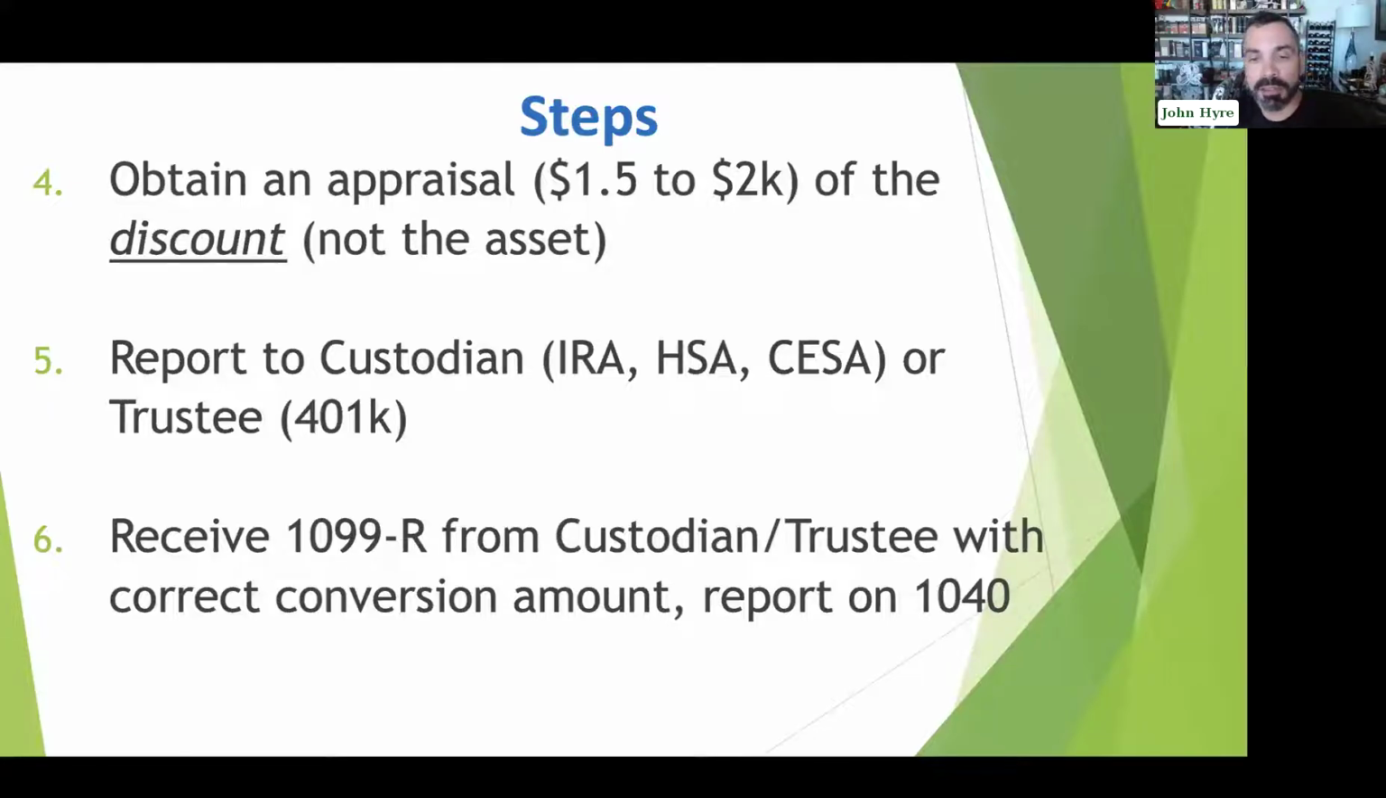Now here's the beauty. Number 6, you get a 1099-R from the custodian or trustee saying what the correct conversion amount is. Why is this important? IRS and bureaucrat psychology. The form has a number. You reported the number. At initial glance, they have no idea how you came up with that number. They don't know if they like or dislike or care about how you came up with the number. Now, I'm not saying that so that you can just go do whatever you want, make up a number. That's not what I'm saying. I'm just saying, once again, what's the best argument you ever had with the IRS? The argument you never had.